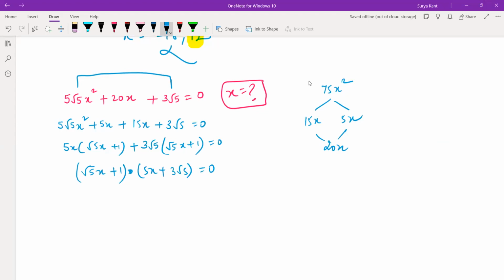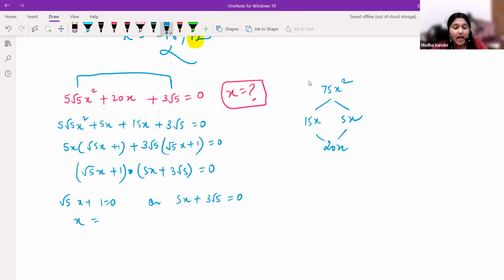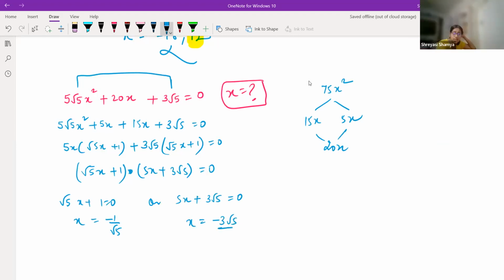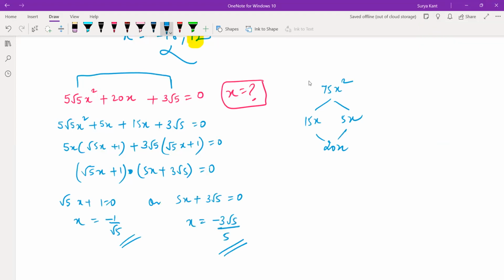How are you getting 0? I don't know. See, either root 5x plus 1 should be equal to 0 or 5x plus 3 root 5 is equal to 0. Okay. Sir, I did wrong in one step, so I got it wrong. Sir, even I said my answer, sir. That's all. Or you can rationalize if you want. You can rationalize further also. This is the final answer. That's all.